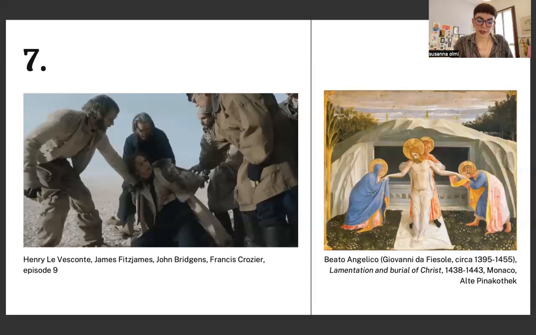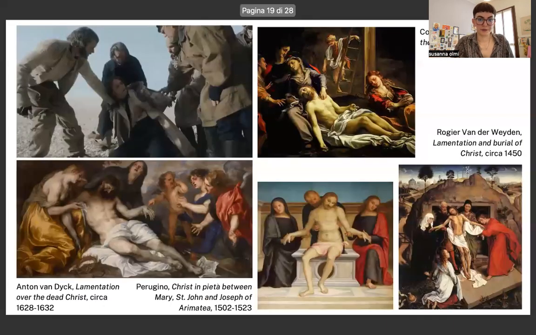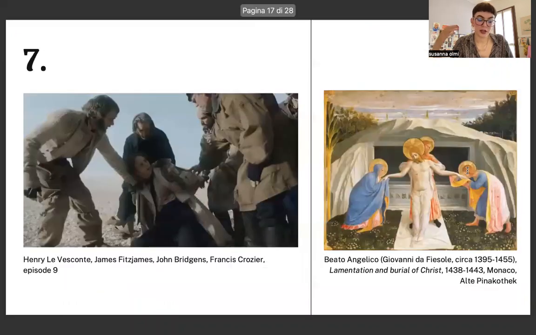The orientation of a lamentation scene is usually horizontal. For example, like these ones, presenting the pale dead body of Christ and the eventual tomb in the foreground. The Terror, which is shot in a 16:9 aspect ratio, uses this format to its own advantage here. Fitzjames occupies the middle of the frame, with the other three characters reaching for him from all sides: Crozier from our right, Le Vesconte from the left, and Bridgens from behind him.